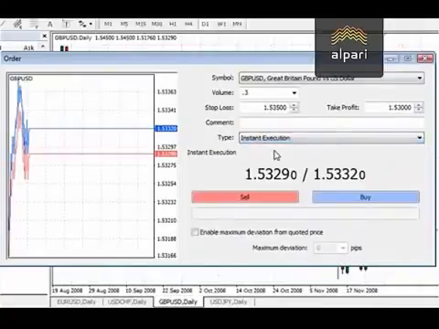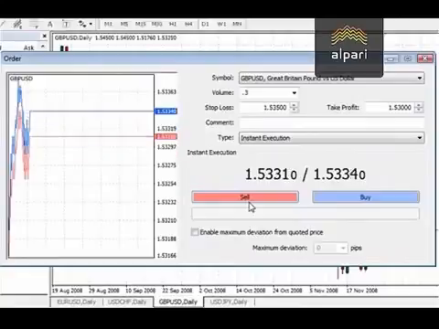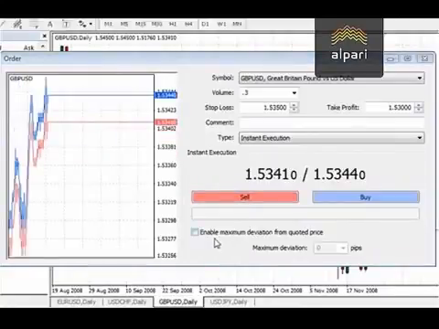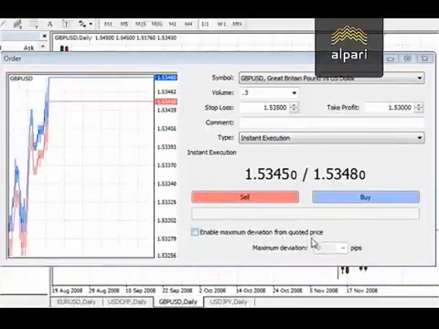Now, we don't have some of those complexities if we make sure that this is set to instant execution, because that means that we're going to get filled at the current market price, which is relatively simple. All we have to do is press the sell button. But before we do, there's one more thing we need to talk about. That feature is the enable maximum deviation from quoted price.